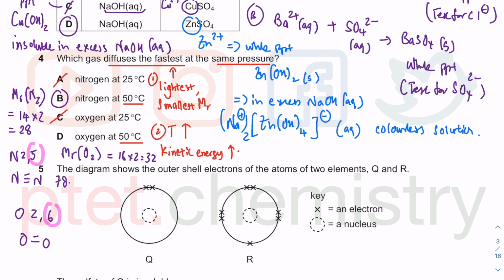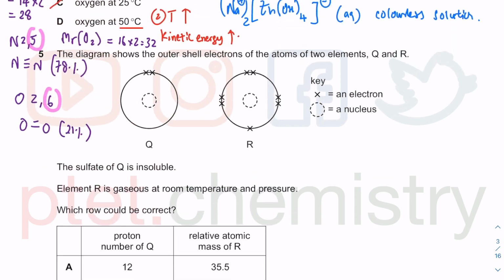We have around 78% nitrogen in the atmosphere as part of the composition in dry air. We have around 21% of oxygen as part of the composition in dry air. These are part of environmental chemistry in the syllabus.